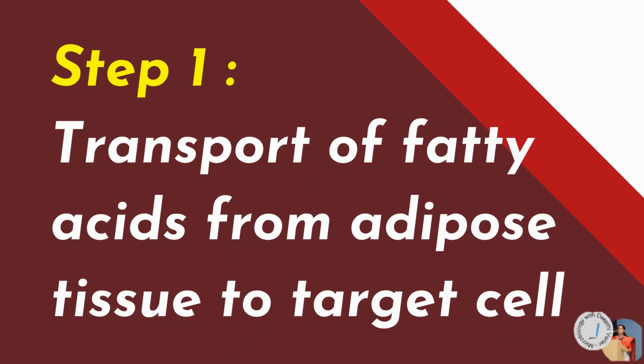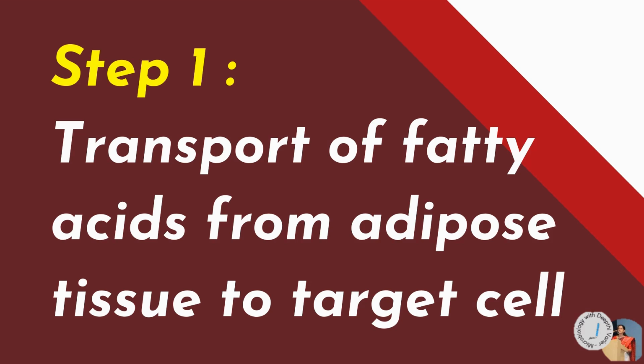The first step is the mobilization from the adipose tissue into the target cell. Like I told you, target cell could be any cell which needs to break down the fatty acid. The only cells which cannot act as a target cell are the RBCs, because they lack a mitochondria, and the brain cells. So the fatty acid is now going to get transported from the adipose tissue till the target cell.